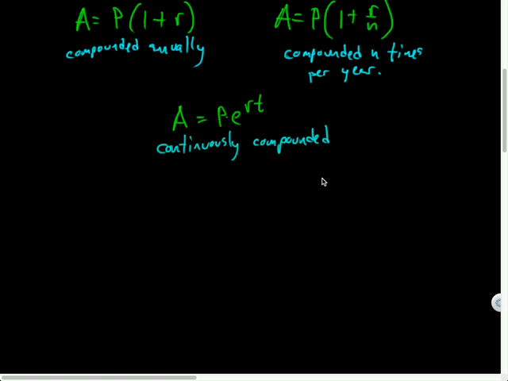is a formula for continuously compounded interest. Continuously compounded. So let's do a little example with this before we get too far.